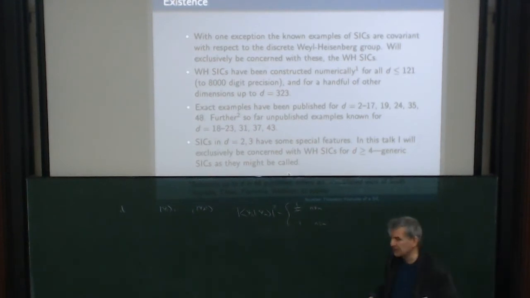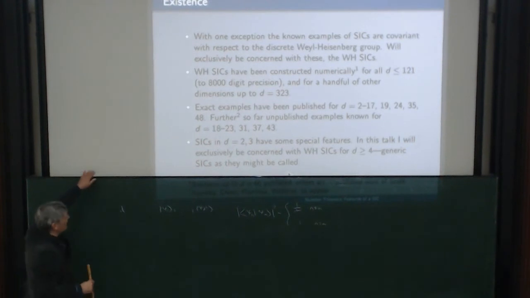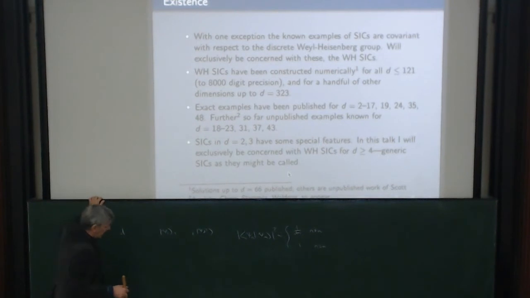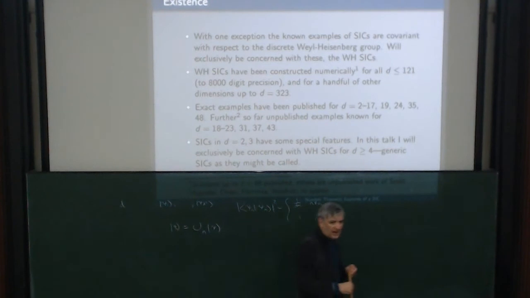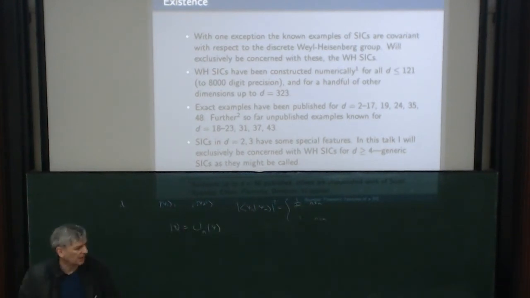The other relevant point here, in fact, everything else is on the slide. Everyone knows the Heisenberg group. In almost every case, you can find group covariance. That means you have one vector and a finite group, and you get the others by acting with the appropriate element of the group. And that makes life a lot easier. Every known example is group covariant. That might actually just be because it's much easier to look for group covariant ones: you've only got to find one vector instead of d squared of them.